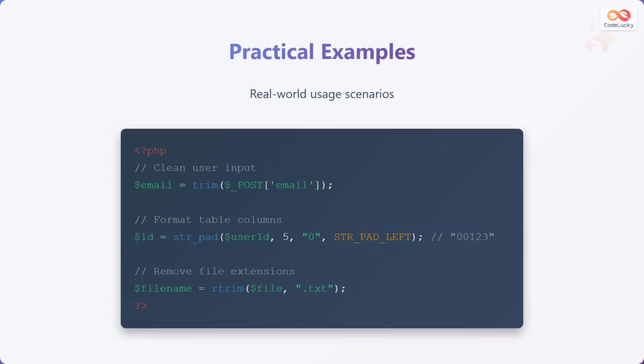Let's look at some practical applications of these string functions. To clean user input, you can use the trim function to remove any leading or trailing whitespace from user-submitted data, such as an email address. To format table columns, the *_pad function can be used to ensure that IDs or numbers have a consistent length, padding them with zeros on the left if necessary. Finally, to remove file extensions, the rtrim function can be used to remove a known extension, such as .txt, from a file name.